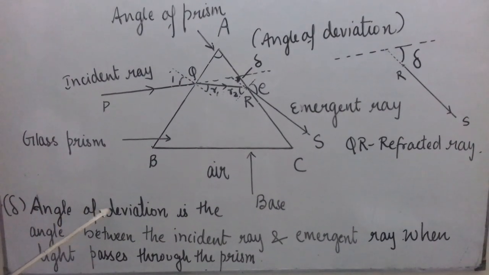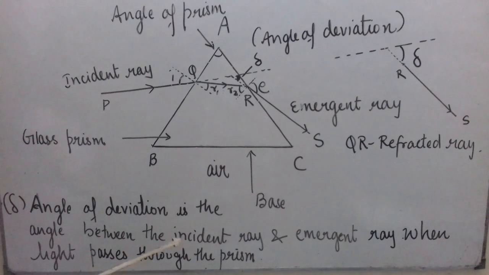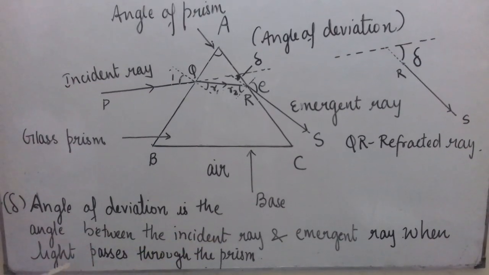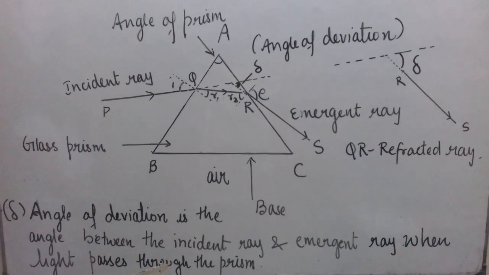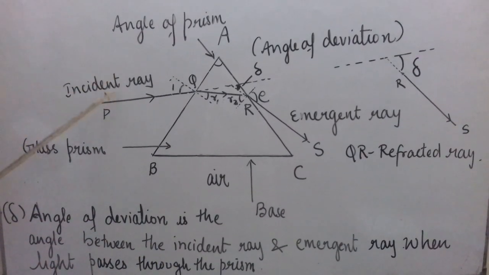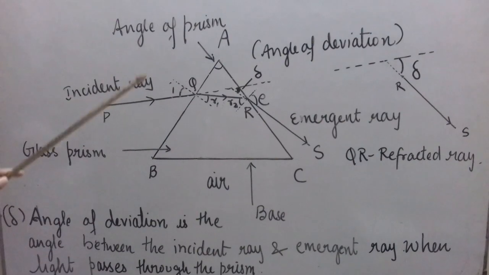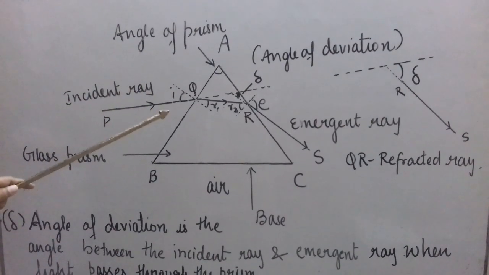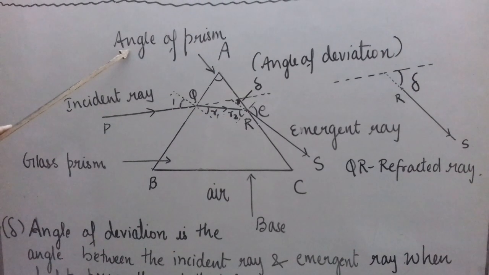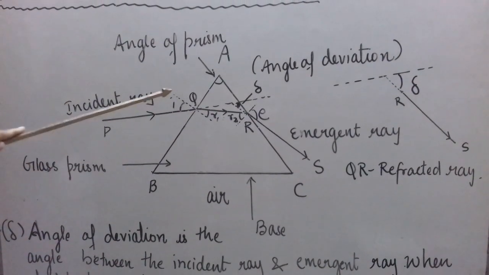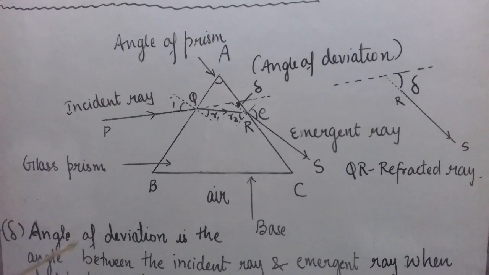So angle of deviation is the angle between the incident ray and emergent ray when light passes through the glass prism, okay, and when it is incident obliquely, that you should remember, at one of the faces of the prism. Now angle of prism, I hope you know, is the angle between the two refracting surfaces of the prism, and angle of deviation also is clear to you.